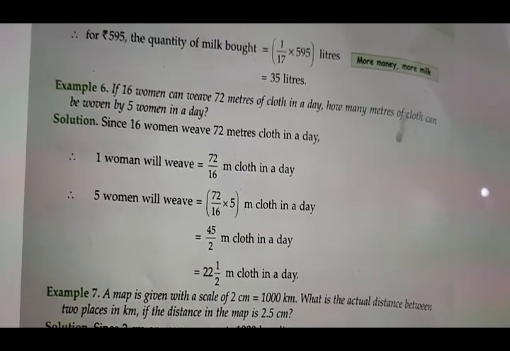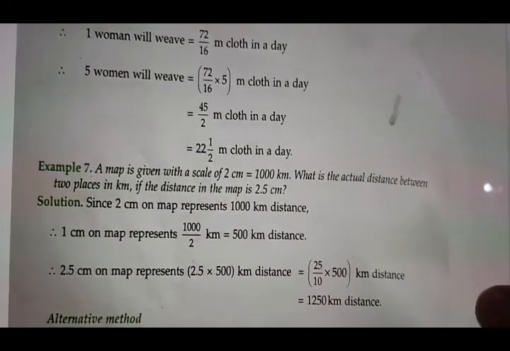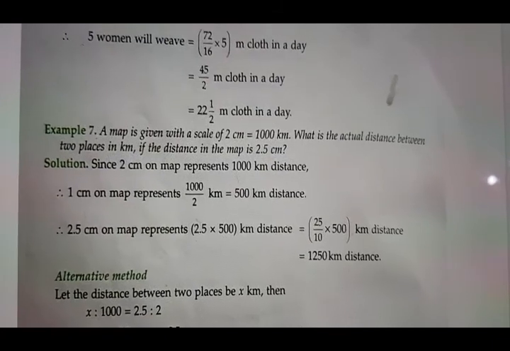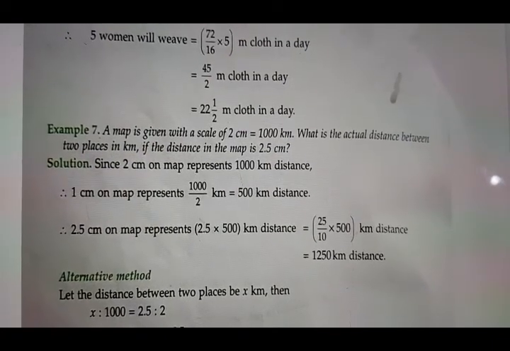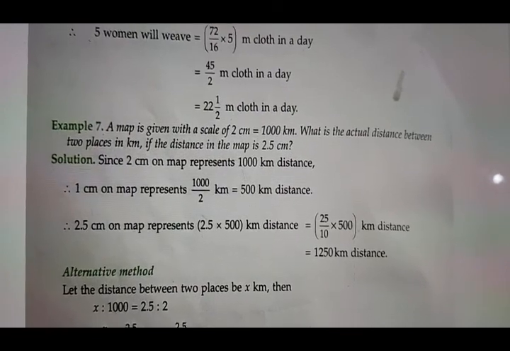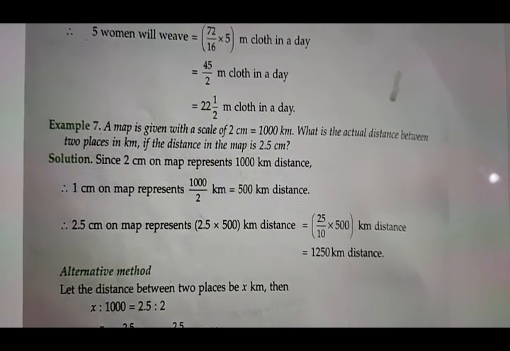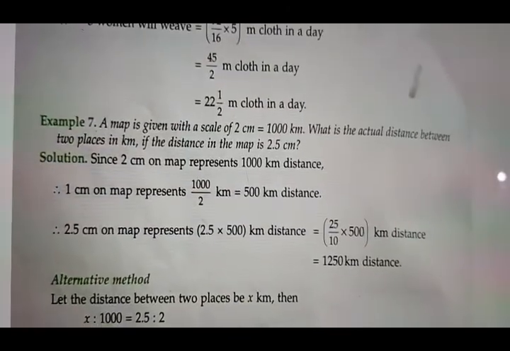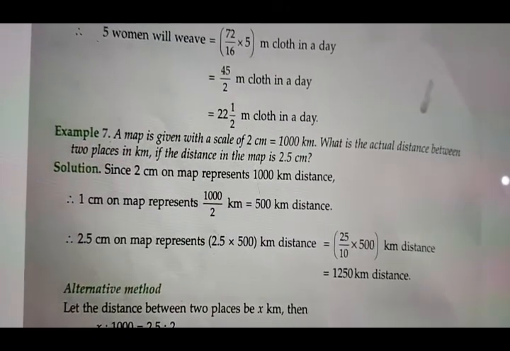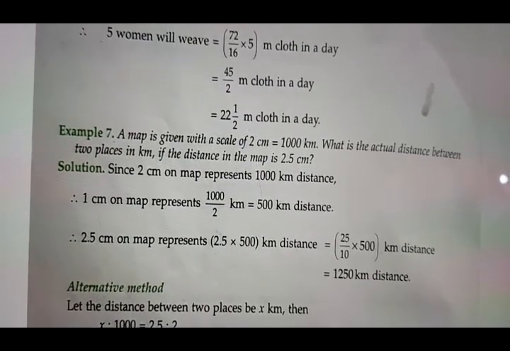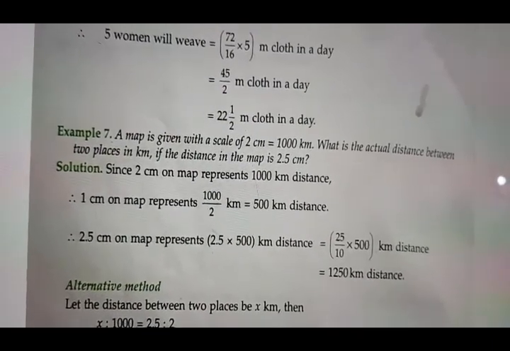22.5 is also accepted. A map is given with a scale of 2 centimeter is equal to 1000 kilometer. What is the actual distance between the two places in kilometers if the distance on the map is 2.5 centimeter? So 2 centimeter represents 1000 kilometer, therefore for 1 centimeter we reduce it to half, which becomes 500. Therefore for 2.5 centimeter we multiply by 500 and 1250 will be the answer.